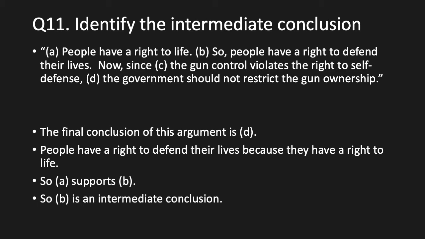So when you try to identify an intermediate conclusion, you should first find the final conclusion and see whether there is something else that's also supported by something. And if you look at this argument, B is supported by A, but B is not the final conclusion of the argument, namely D. Hence, it is an intermediate conclusion.